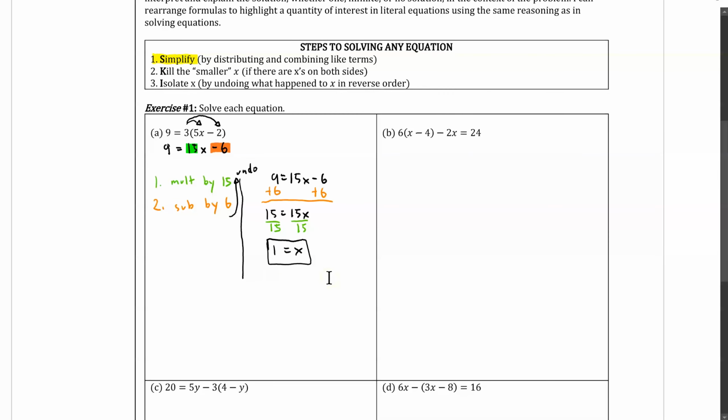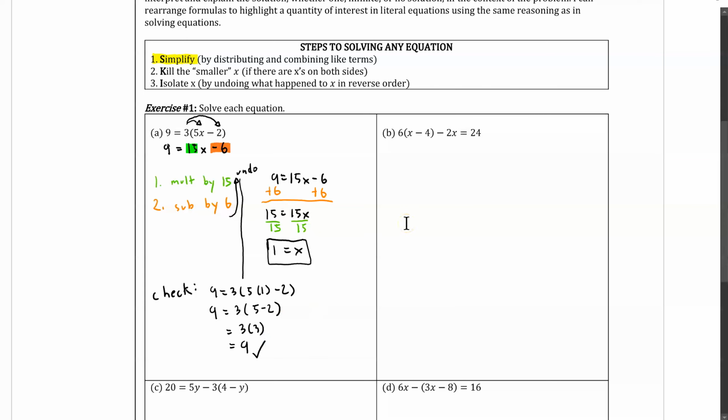And then let's go ahead and check our answer, which we can do by plugging in x into the original problem. So 9 equals 3 times 5 times x, but x is now replaced with 1 because we're plugging it in to check. On the left-hand side, we have 9, and on the right-hand side, we have 3 times 5 times 1. Well, 5 times 1 is 5 minus 2. Okay, on the right-hand side, this turns into 3 times 3, and then this reduces to 9. And so the left-hand side and the right-hand side are equal, and so our solution is correct.